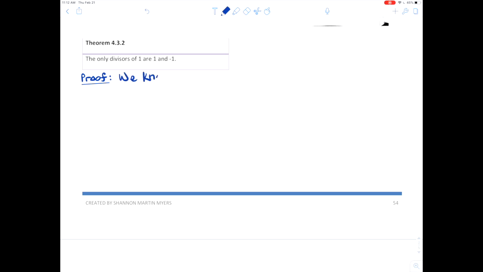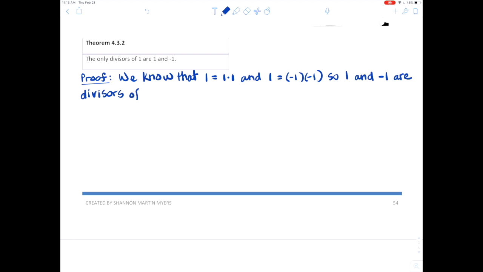So, what do we know? We know that, what are the ways we can get a product of 1? By using integers. Good. 1 is equal to 1 times 1, and 1 is also equal to -1 times -1. So, what can we say about 1 and -1? Good, that they are divisors of 1.